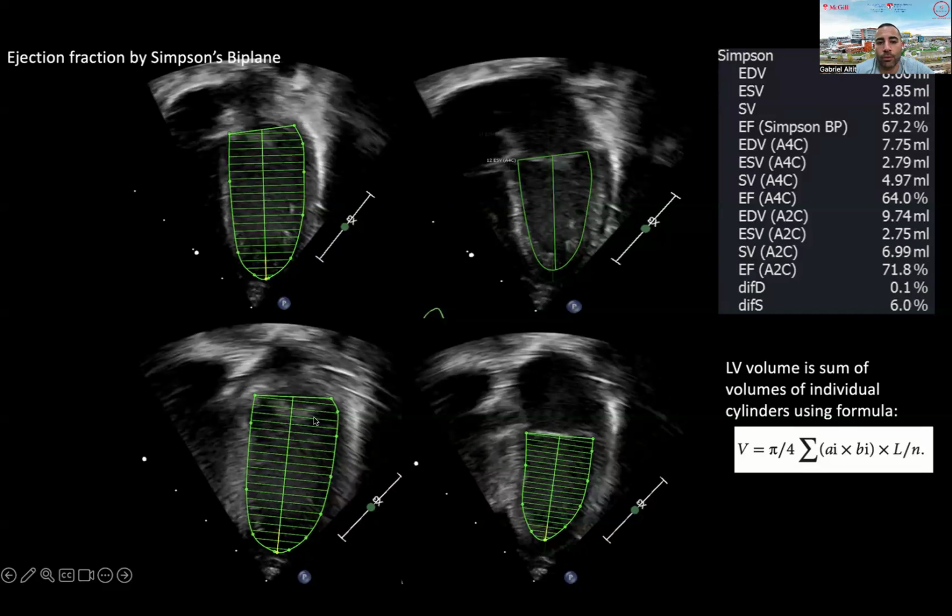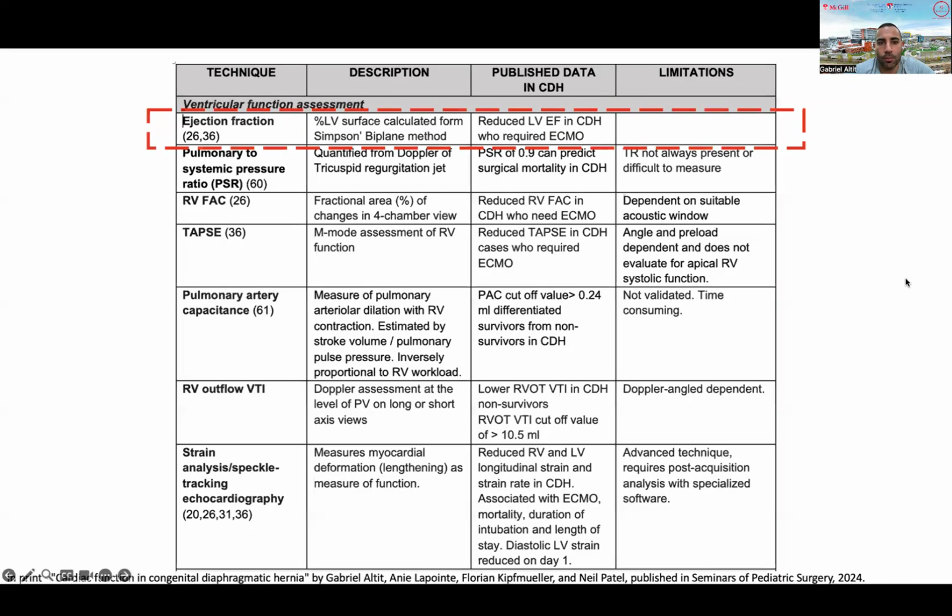This is an apical four-chamber view here and a two-chamber view at the bottom, where we use the disc method by Simpson to estimate the volume at the end of diastole and the volume at the end of systole. Same thing in two-chamber, because these are not perfect circles, they're actually ovals. And it creates volumes. With these volumes, you can take a fraction of the end diastolic volume and end systolic volume, giving you an ejection fraction.